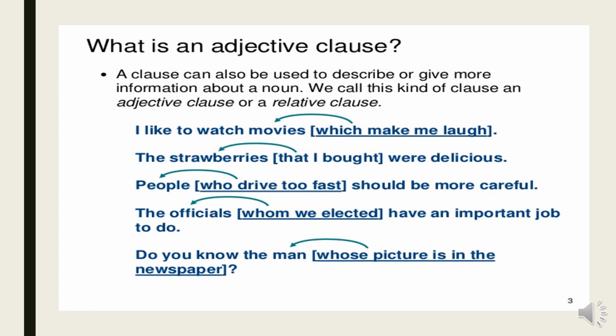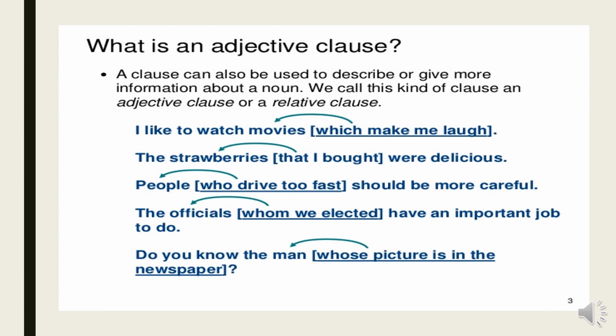Now we're going to move to adjective clauses. A clause can also be used to describe or give more information about a noun. We call this a clause of an adjective or a relative clause. I like to watch movies which make me laugh. The strawberries that I bought were delicious. People who drive too fast should be more careful. So the ones between brackets are the adjective clauses which are describing a certain noun or a subject.